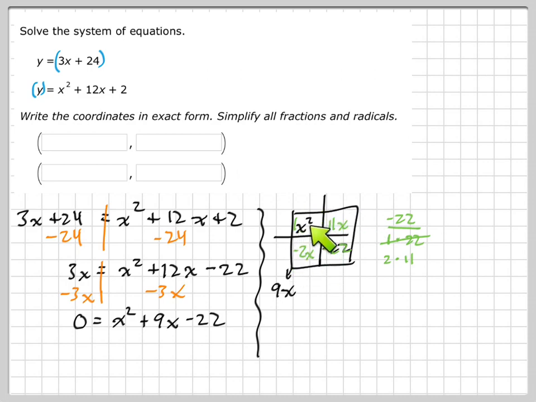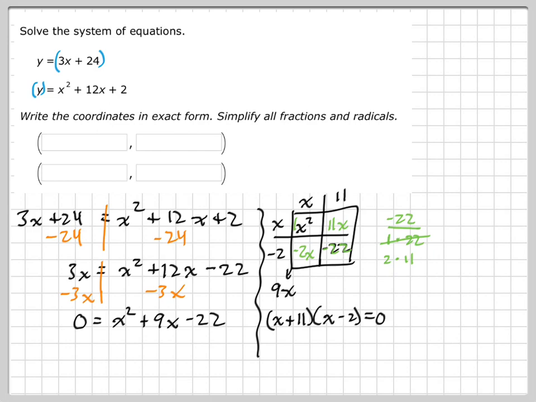Now I'm going to start by looking at these 2 terms and finding the greatest common factor. What's the greatest number I can divide both of those by? In this one, it's just an x. I can only take a 1x out. And now I'm looking at this spot right here. What times x will give me negative 2x? A negative 2. Next, let's look at this one right here. What times negative 2 over here will give me negative 22, and that's 11. 11 times what will give me an 11x? That's an x.